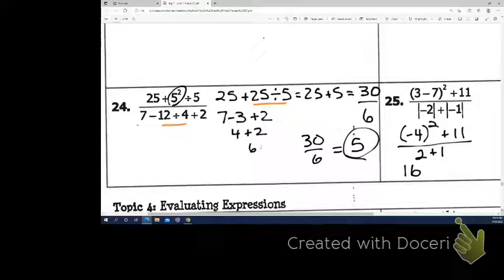So, positive 16 plus 11, and then I could go ahead and finish up the bottom. So then I have 16 plus 11 is 27, and 27 divided by 3 is 9, of course. So 25 does come out to be a nice whole number. So even though we started out with a fraction for 24 and 25, we still come out at the end with a whole number.